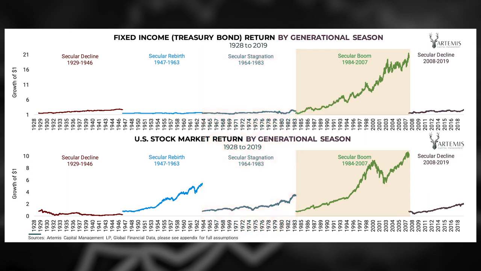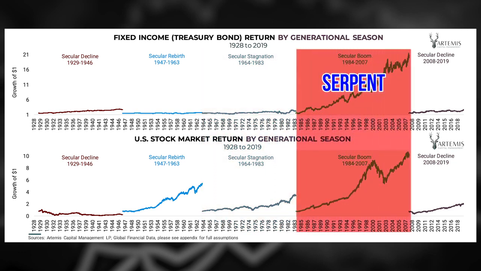Then we get to this massive serpent period from 1984 to 2007. Look at this. Treasuries go all the way up. If you started with $1, you'd end up with almost $22. That's just in treasuries. If you also had stocks in your portfolio, they go from 0 all the way up to 11 or 12. Tremendous gains.